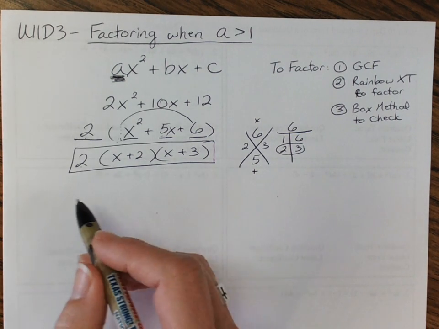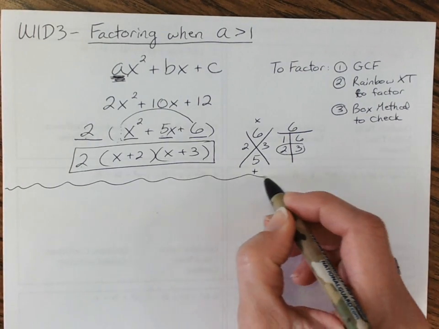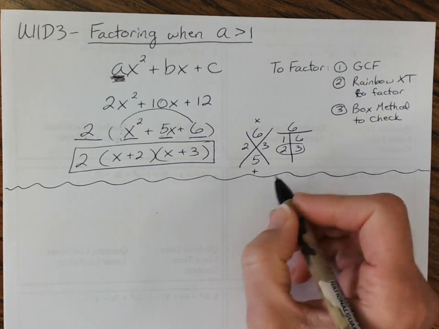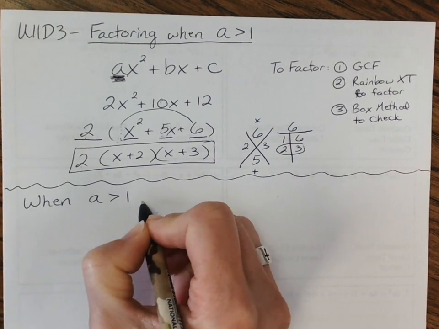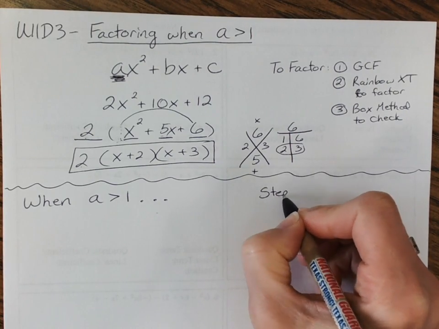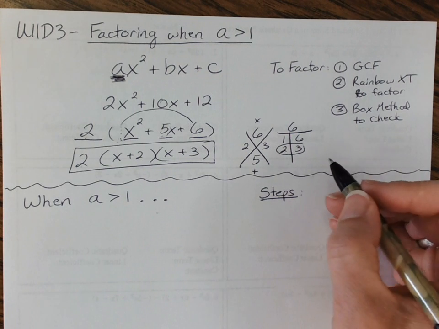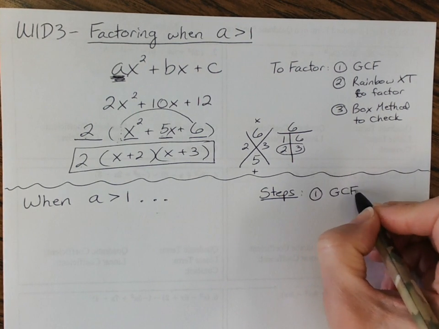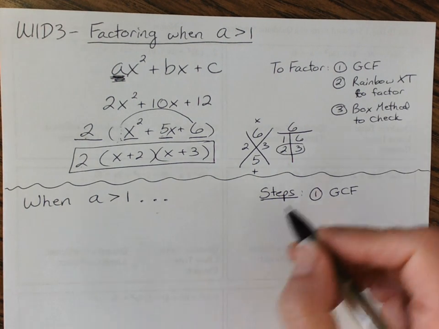Today, we're going to look at examples where a is greater than 1. It's a little bit more involved. It has an extra step. So let's write the steps for when a is greater than 1 over here to the side. We're just basically going to add one extra step in there. First step is to factor out the GCF. So we're going to find the GCF and factor it out.